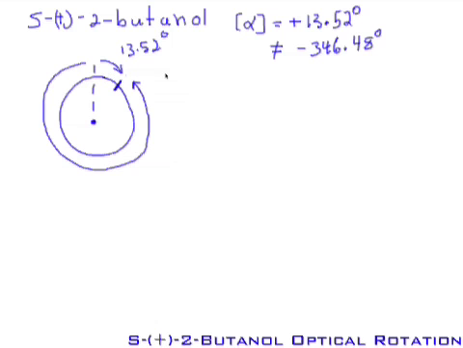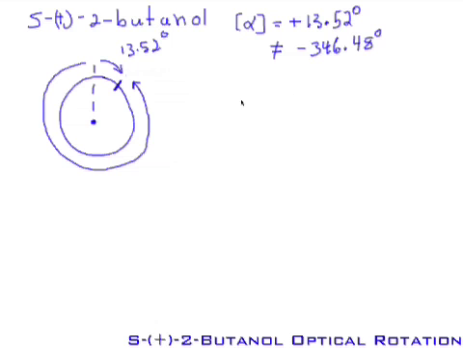Now, in class, we explained that you could do this by calculating an observed value, by using a cell, for example, double the path length. If you use double the path length at 1 gram per mil concentration, the observed rotation would be 2 times the 13.52. It would be 27 degrees, if that was the real rotation. If it was to the left, minus 346, then you'd get double minus 346, which is what, 692 something?